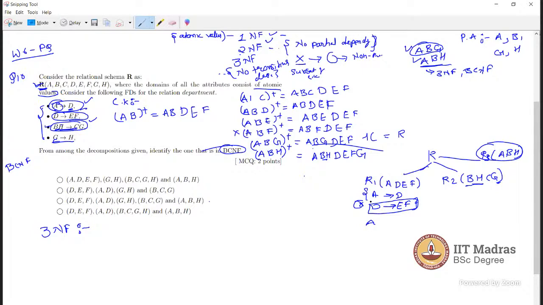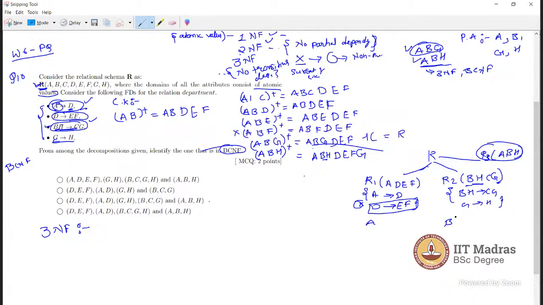It is validating. Now check for this R2. For R2, BH determines CG and G determines H is the applicable functional dependency. Now what is the candidate key here? BH, right? BH is a candidate key.